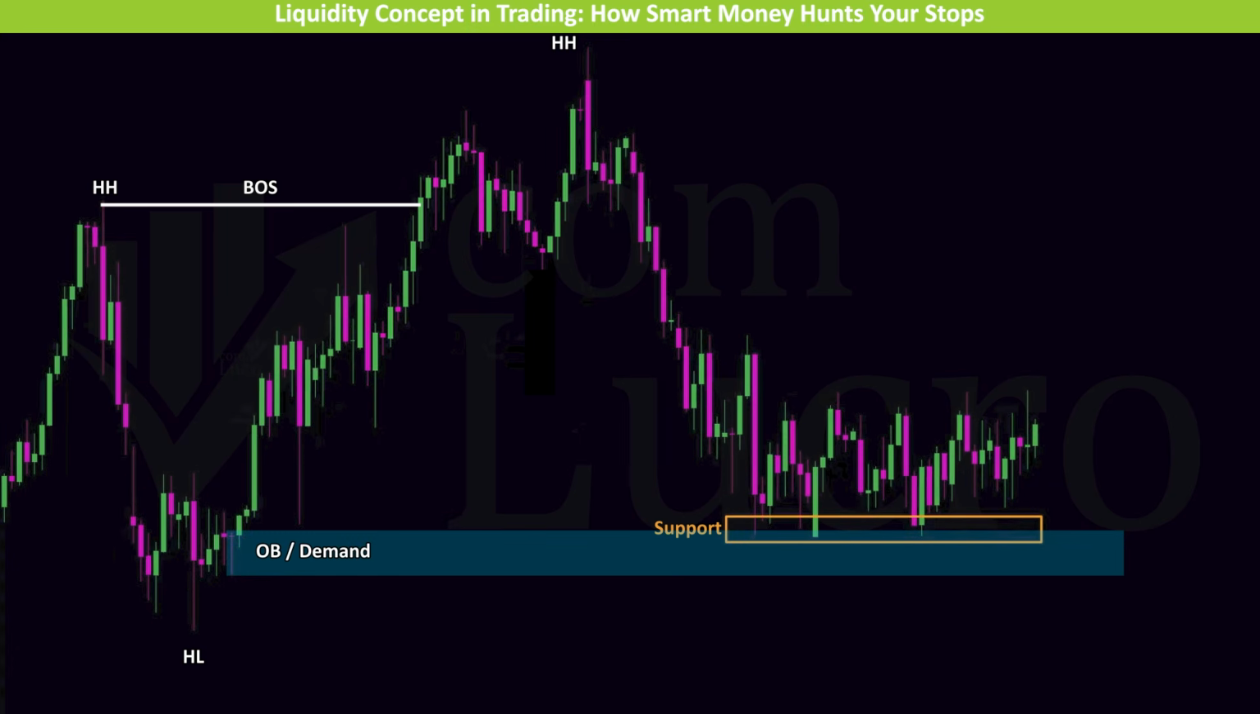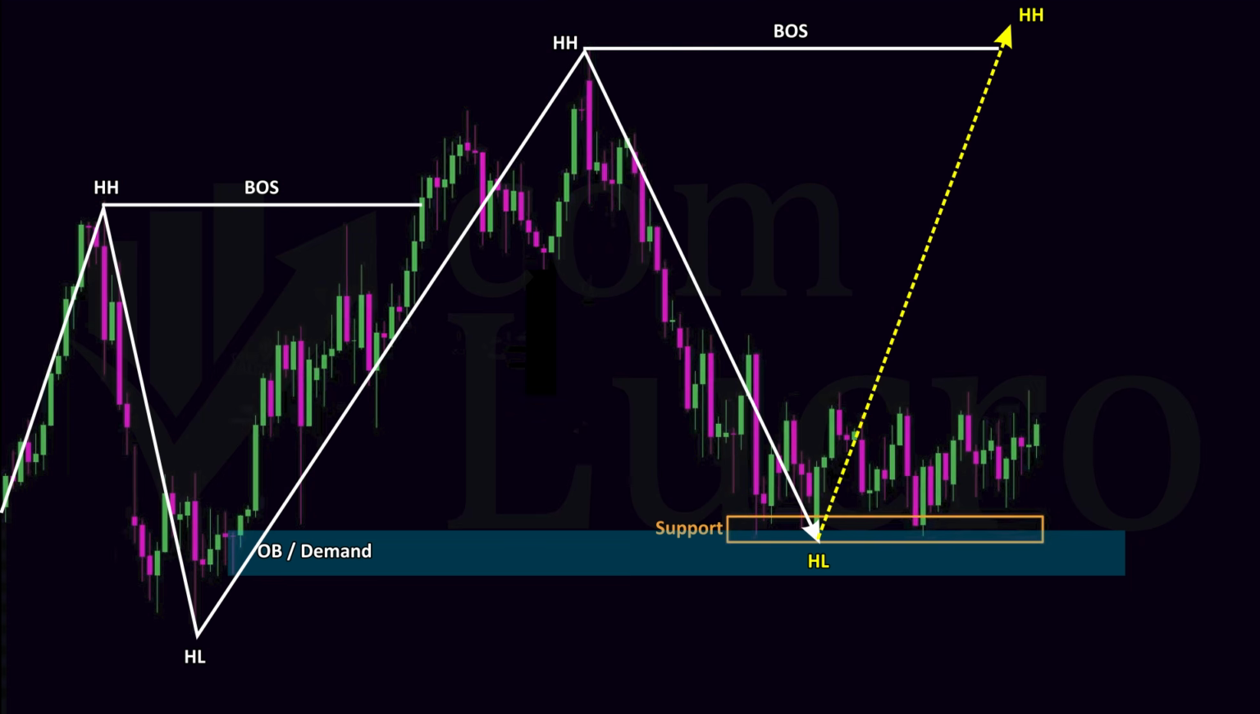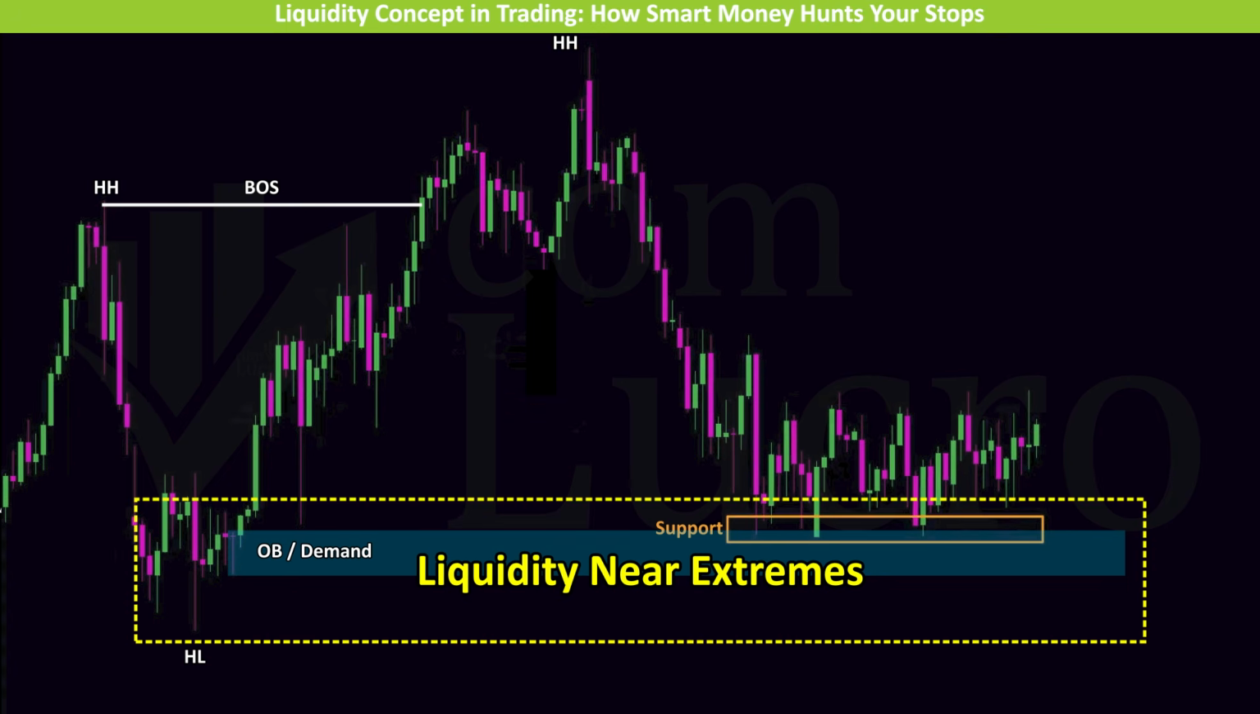If you study pure market structure, the sequence becomes clear. After a break of structure, price usually pulls back, and once the pullback finishes, we often see another break of structure. This sequence forms the foundation of trending markets. Now, let us focus on liquidity near the extreme demand zone. In this area, multiple equal lows have formed. Whenever equal lows appear, liquidity builds there because many traders place their stop losses below those lows.